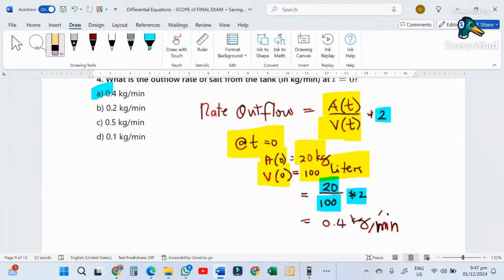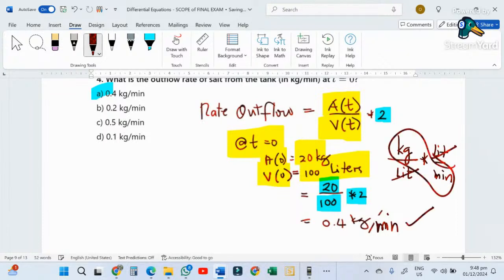Okay, let's investigate our units here to see if that is correct. The A, or the amount, is in kilograms. The volume is in liters. And the one we're multiplying is 2, which is liters per minute. So liters and liters cancel out, and you only have kilogram per minute as the unit for 0.4. And that's what we got for number 4.